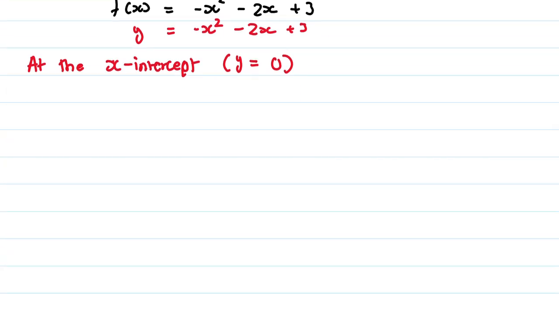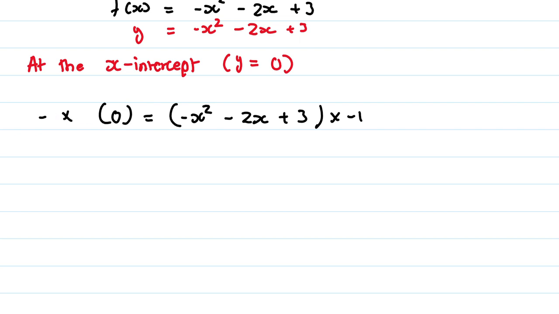So what we have to do now is set that value to 0. So we have 0 is equal to negative x squared minus 2x plus 3. Now we have to solve this equation. We can just multiply both sides by -1 to get rid of that negative.